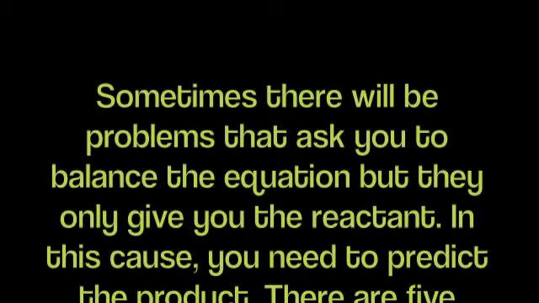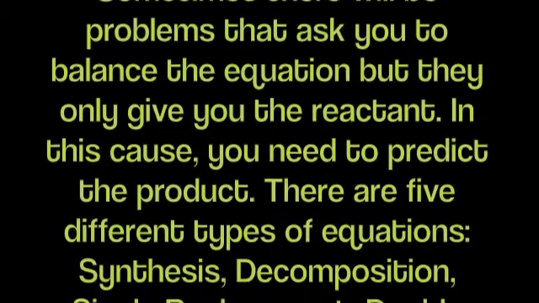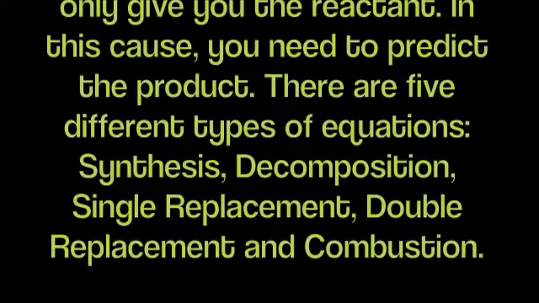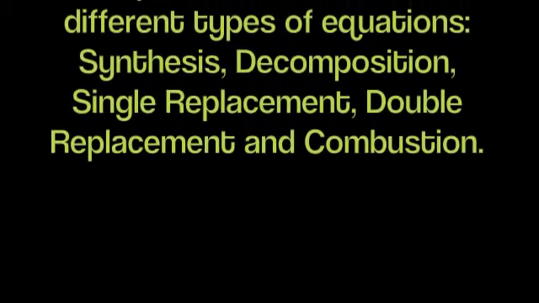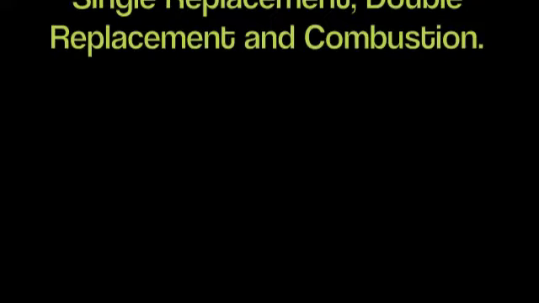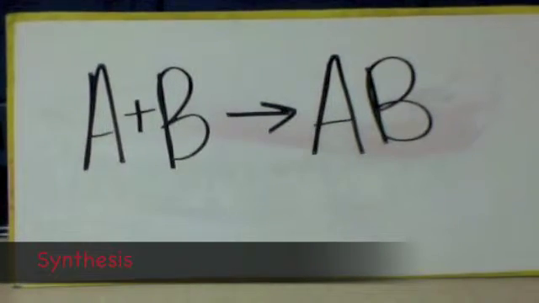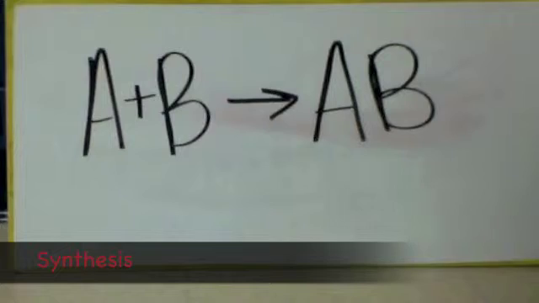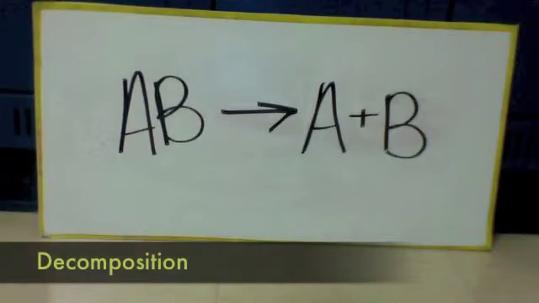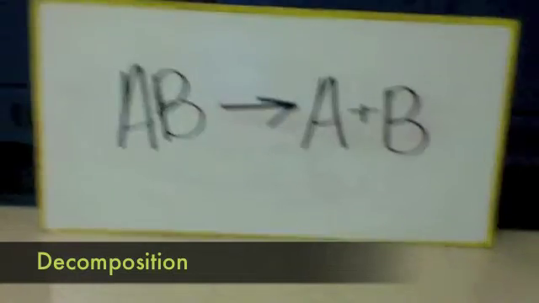Sometimes there will be problems that ask you to balance the equation, but they only give you the reactant. In this case, you need to predict the product. There are 5 different types of equations: synthesis, decomposition, single replacement, double replacement, and combustion. Synthesis has 2 lone elements as the reactant, and then they combine to make one compound as the product. Decomposition has 1 compound as the reactant and 2 elements as the product.